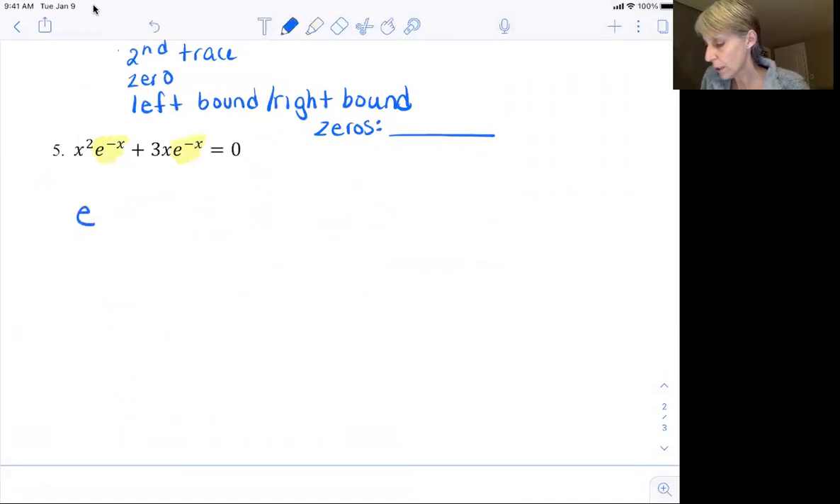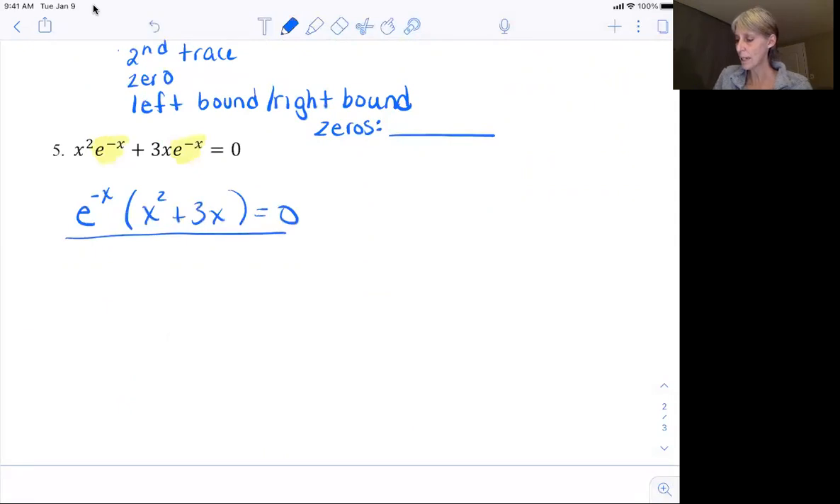We're going to hopefully start to recognize that we can factor that e to the negative x out, and we're left with x squared plus 3x is equal to 0. And now that we have it in factored form, we can set each factor equal to 0.